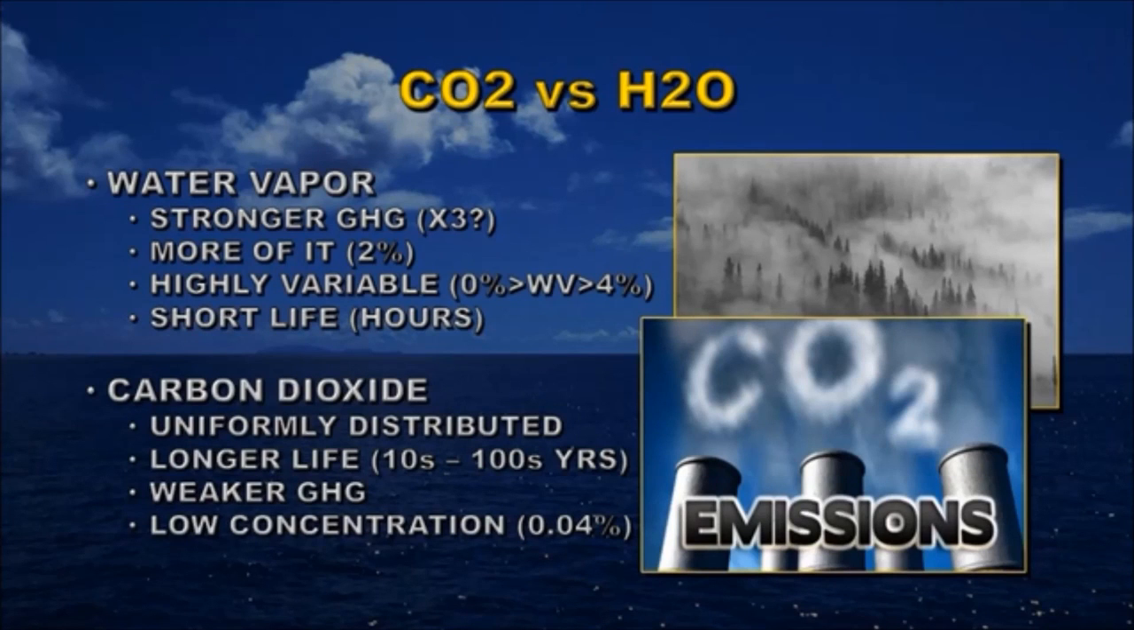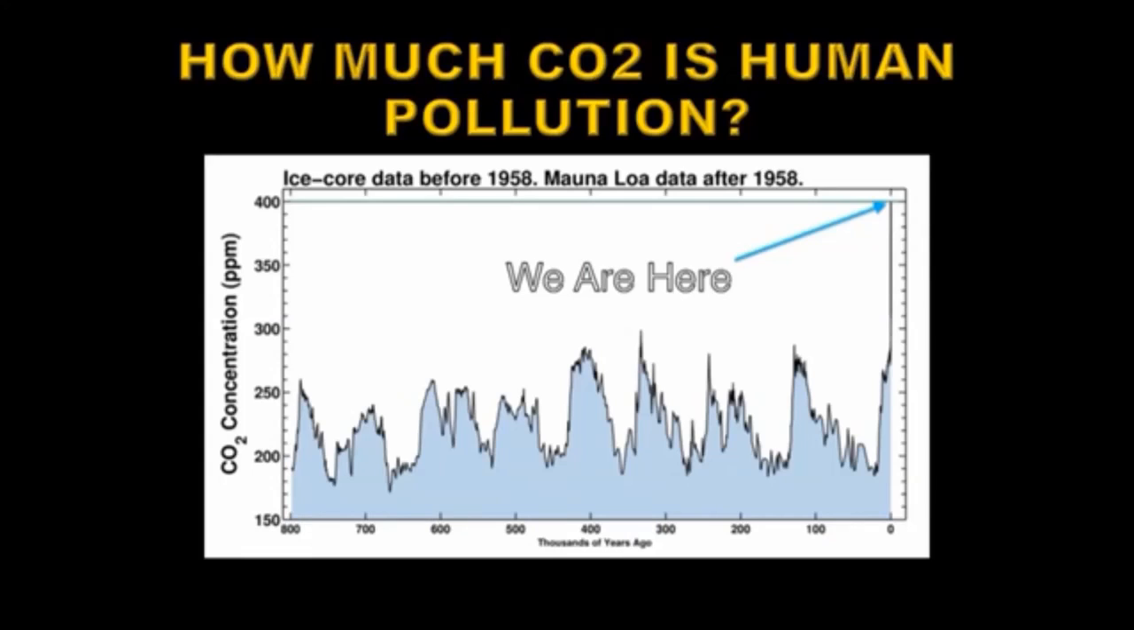Carbon dioxide, on the other hand, is very uniformly distributed. It has a longer life, tens to hundreds of years, some people argue millennia. It is a weaker greenhouse gas, and the concentration is about 0.04%. So for every 1 carbon dioxide molecule, there are 50 water vapour molecules in the atmosphere.